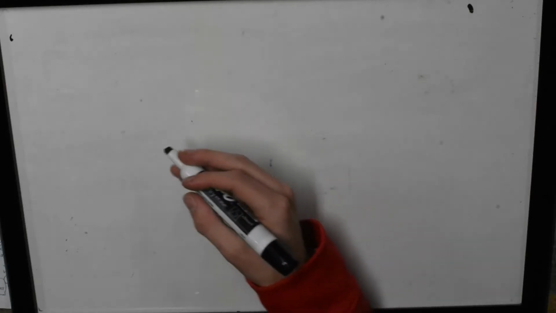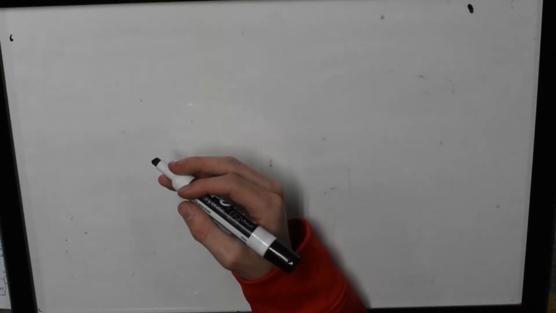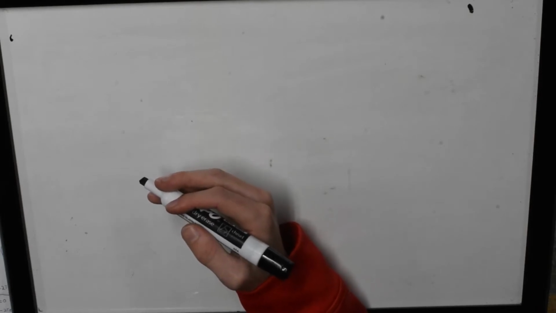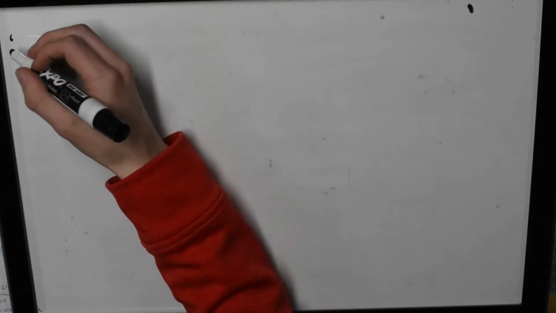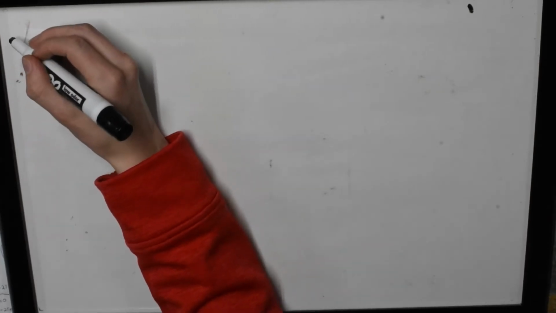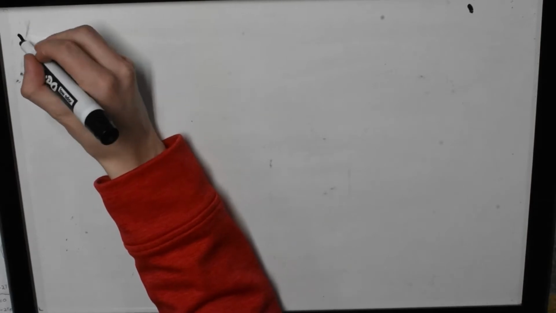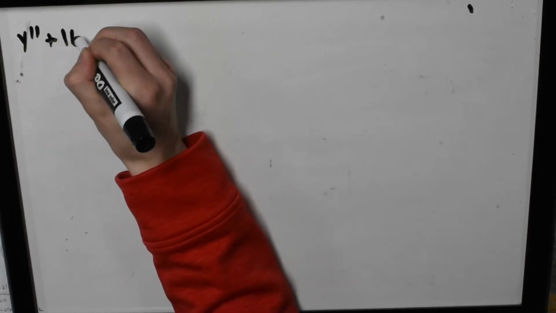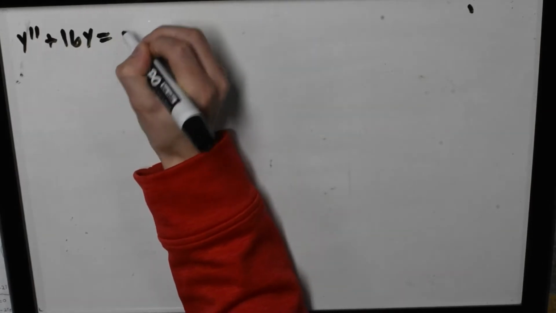Okay, so in this video we're going to be going over problems in section 4.6. Specifically, we'll do number 9. So these problems are solved using variation of parameters. And we're going to start here with y double prime plus 16y is equal to secant 4t.